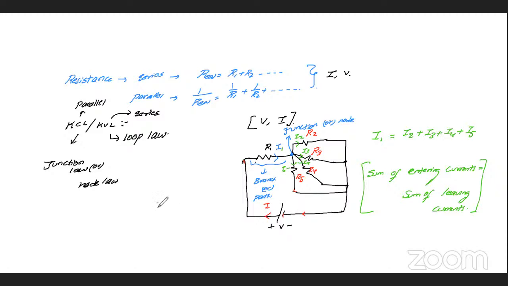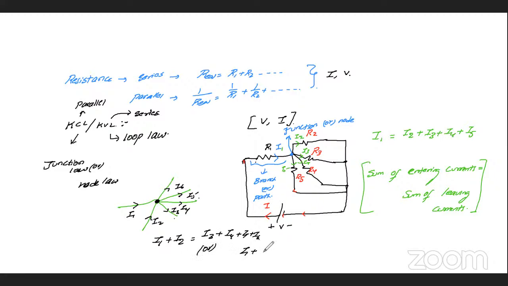A junction or node can have different branches, any number of branches. So let's see the currents here. I'll take this one as I1, this one as I2, and the leaving currents as I3, I4, I5, I6. At this junction, the sum of entering currents is equal to the sum of leaving currents. Here, entering are I1 and I2, so I1 plus I2 is equal to the leaving currents I3 plus I4 plus I5 plus I6. So the sum of all the currents is equal to 0.